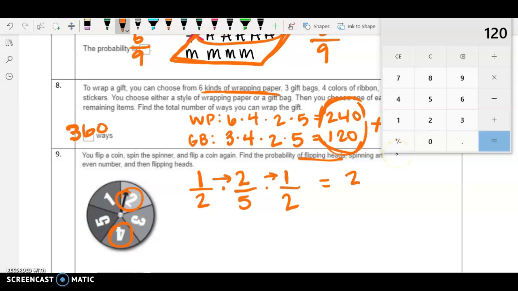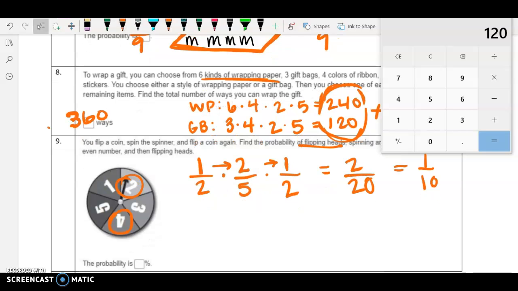So 1 times 2 times 1 is 2. 2 times 5 is 10, times 2 is 20. I'm going to simplify that down to 1/10. But you'll notice I need it as a percent. So 1 divided by 10 is 0.10, which is 10%. So my answer is 10%.